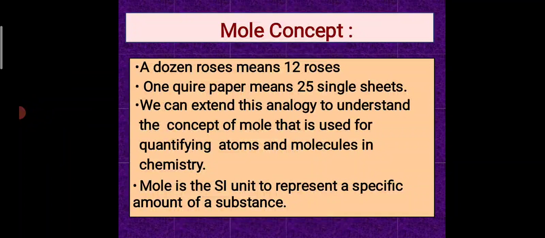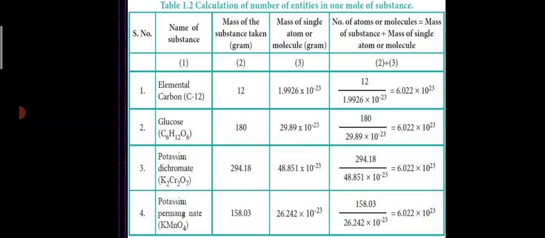A dozen roses means 12 roses. 1 quire of paper means 25 single sheets. We can extend this analogy to understand the concept of mole, which is used for quantifying atoms and molecules in chemistry. Mole is the SI unit to represent a specific amount of a substance. Which is the SI unit to represent a specific amount of a substance? Mole.